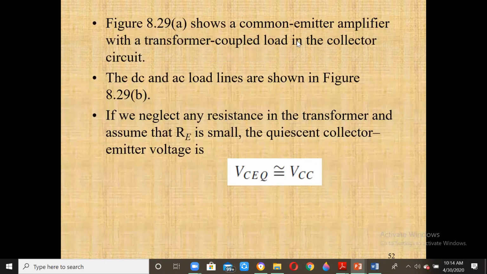So the figure just shows a common emitter amplifier with a transformer coupled load in the collector circuit. The DC and AC load lines we have just seen. And if you neglect any resistance in the transformer and assume that RE is very small, the quiescent collector to emitter voltage is almost equal to VCQ equal to VCC itself.